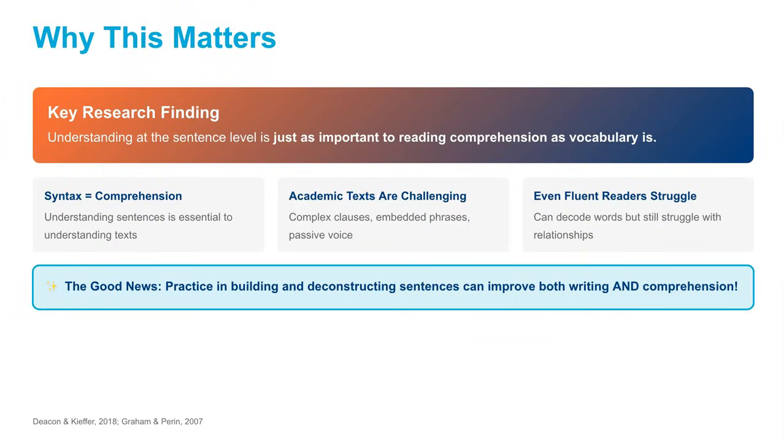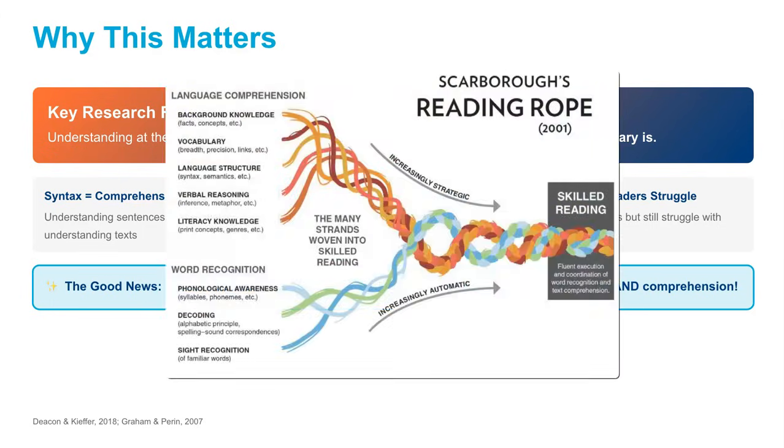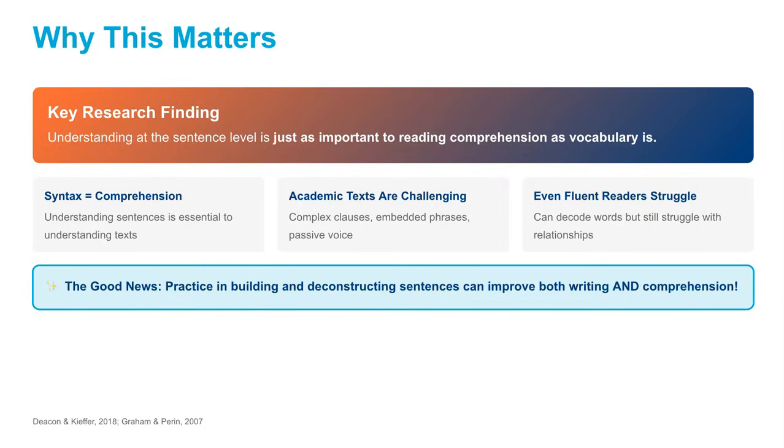Why does sentence complexity matter so much for reading comprehension? Well, here's the key research finding. Understanding at the sentence level is just as important to reading comprehension as vocabulary is. Let that sink in. We spend a lot of time on vocabulary, and we should, but syntax is equally critical.